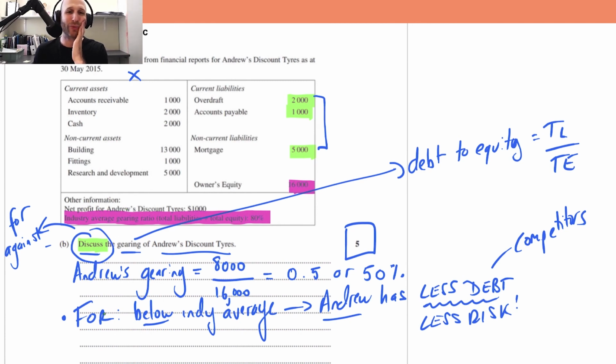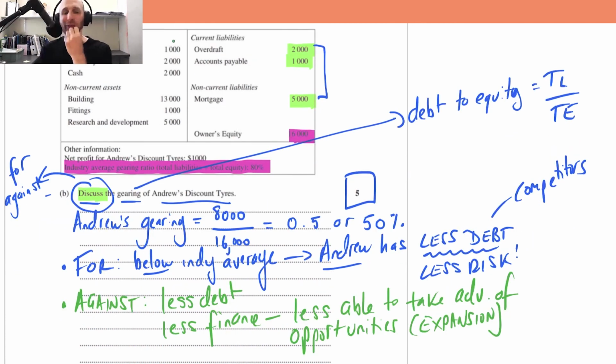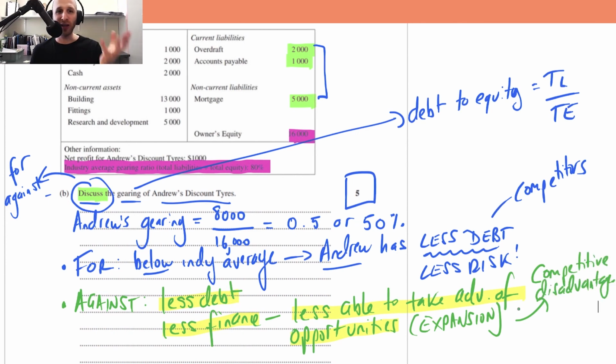But if we're then thinking about what would be a negative, we have to think a little bit about it. One of the things I would encourage you to think about is that if a business has less debt, then it has less finance. So if I have less debt, I have less finance. I have less money available to me. So what it could mean is that Andrew is less able to take advantage of opportunities, such as expansion, and this could leave him at a competitive disadvantage. So Andrew has less debt, which, okay, maybe means less risk, but also maybe he can take advantage of fewer opportunities. Okay, so this is the story in terms of gearing with those worked examples.